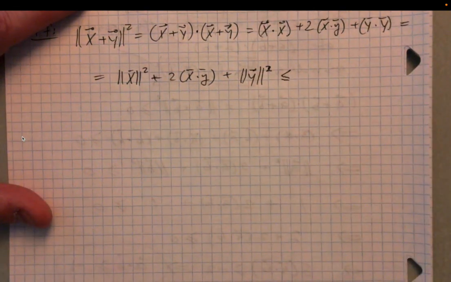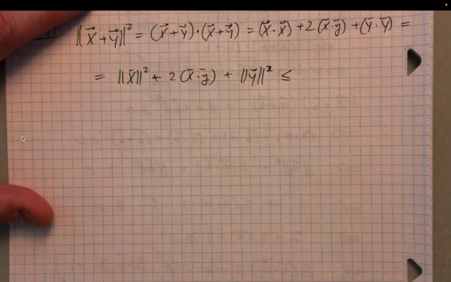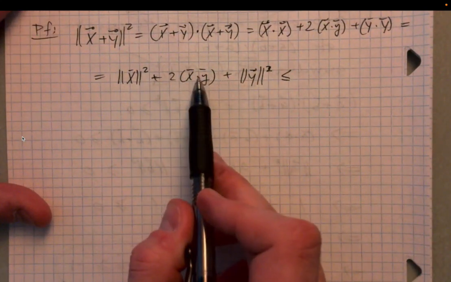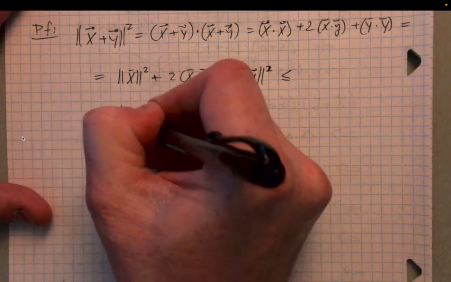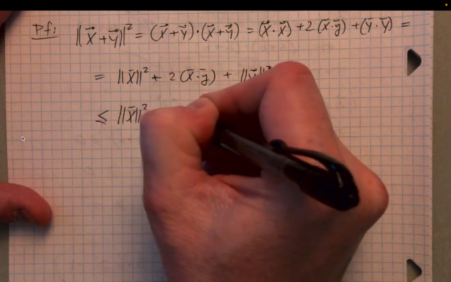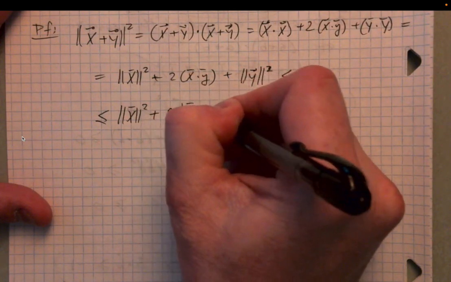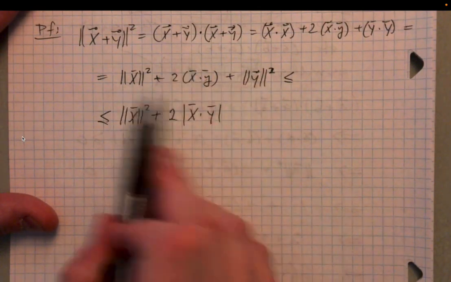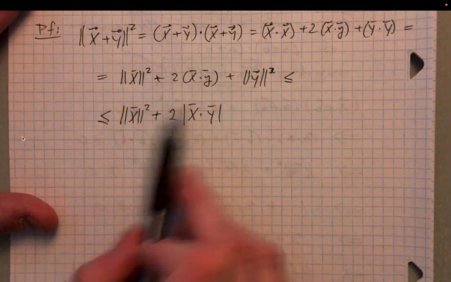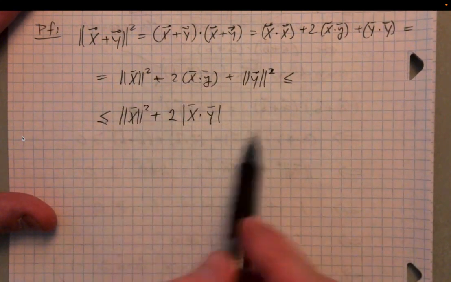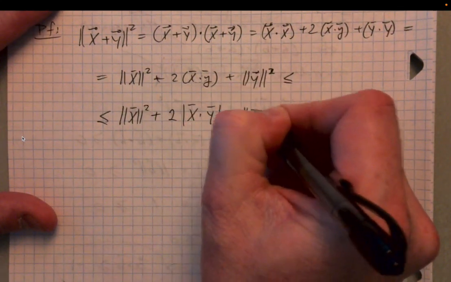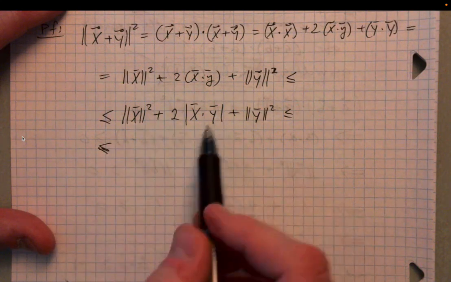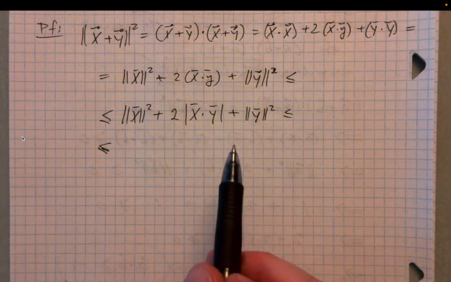Now, this guy here is going to be less than or equal to, and what we're going to do is convert this to an absolute value. So this will be 2 times the absolute value of x dot y. If it was negative here, this would be less than this, but if they're both positive, then they'll remain equal. So all this is doing is potentially making this one larger, and that's not a problem. By doing that, we've set up this middle term so that we can apply the Cauchy-Schwarz inequality.